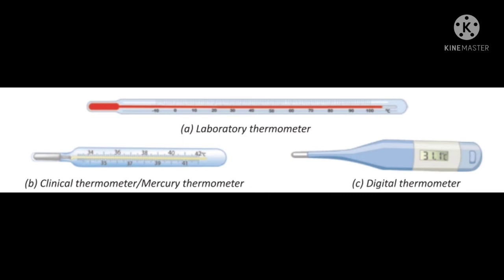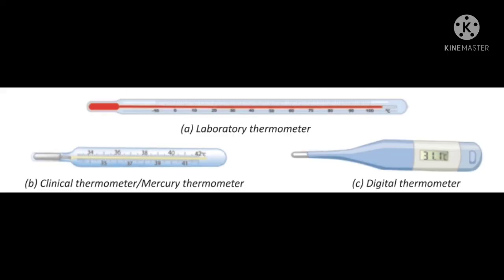Then digital thermometer. In digital thermometers, there is no mercury or alcohol. They contain a thermistor. The current passing through a thermistor depends on its temperature. Another small device inside a digital thermometer measures the current passing through the thermistor and sends this information to the LCD. What is LCD? Liquid crystal display.